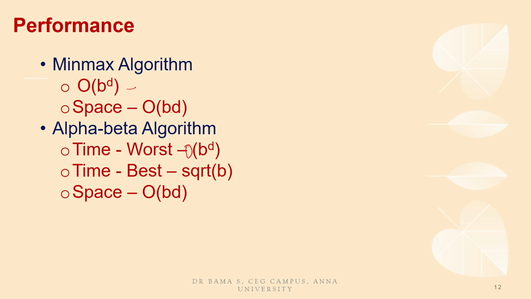Coming to the performance of min-max and alpha beta pruning, the min-max algorithm is very similar to breadth first search, where the time is in the order of b power d and the space is b multiplied by d, very similar to BFS. For alpha beta, the worst case is order of b power d. The best case is going to be b power d by 2, that is, square root of b power d. Why? Because the pruning is going to take place, and the space is the same as that of the min-max algorithm.